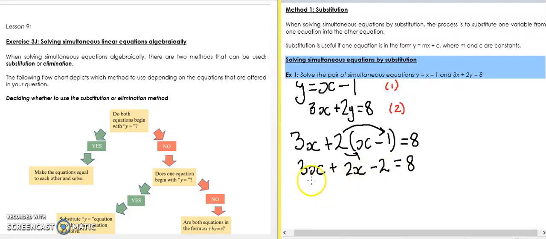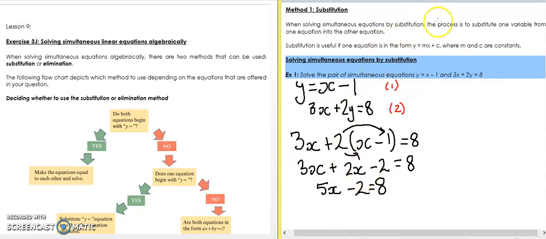Now, we want to get x by itself, but we're in a position where we have 2 sets of the letter x, 3 lots of them on one side and then 2 lots of them next to it. 3 lots of x plus 2 lots of x, we just have 5 lots of x. Okay, so that is collecting like terms. And then we still have the subtract 2 is equal to 8. Okay. Now we're in a position where we're familiar with the actual equation itself, and we can solve for x.